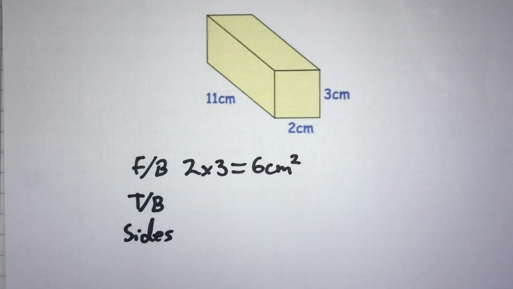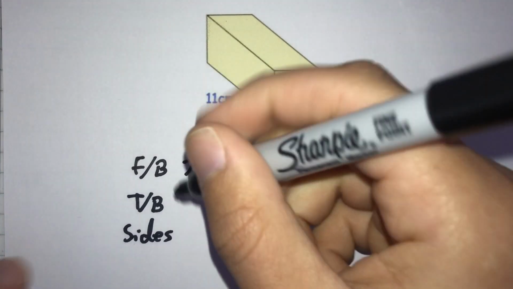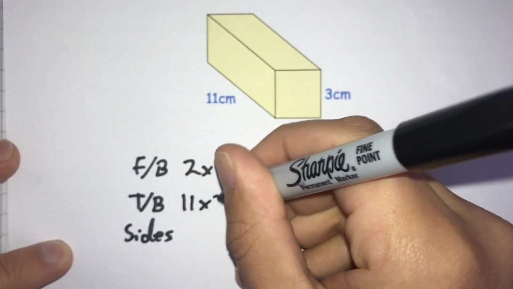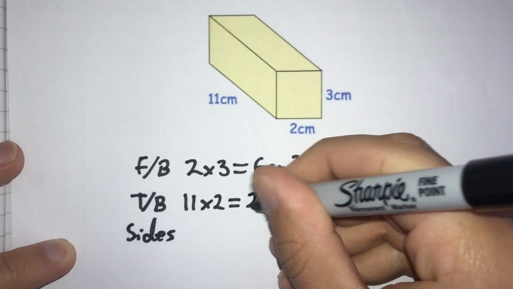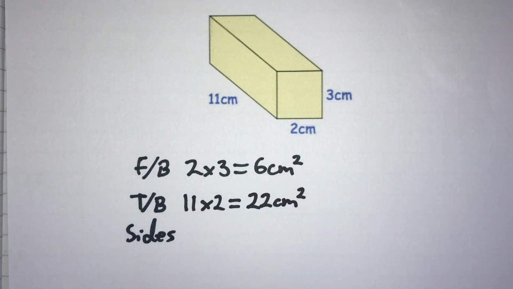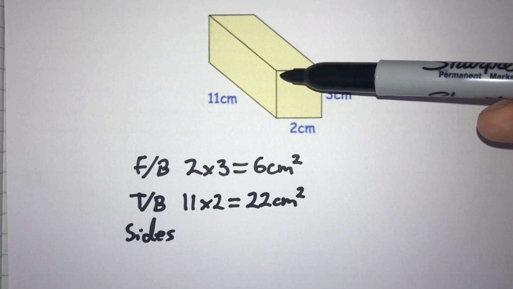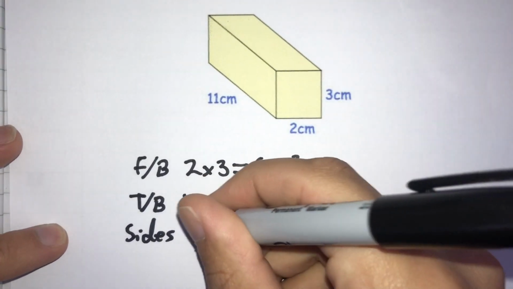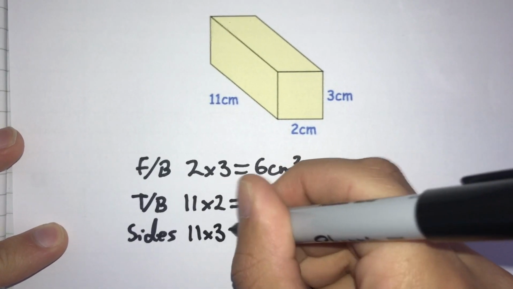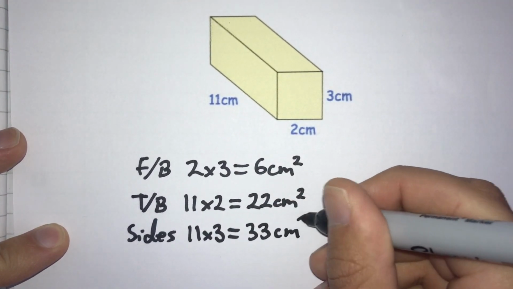Then our top and our bottom. That's going to be this 11 by 2. So we have to do 11 times 2, which gives us 22 centimetres squared. And then finally our side faces. We've got 11 along the base, a height of 3. So we have to do 11 multiplied by 3, which gives us 33 centimetres squared.